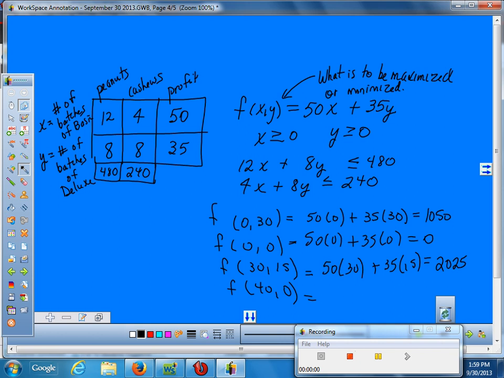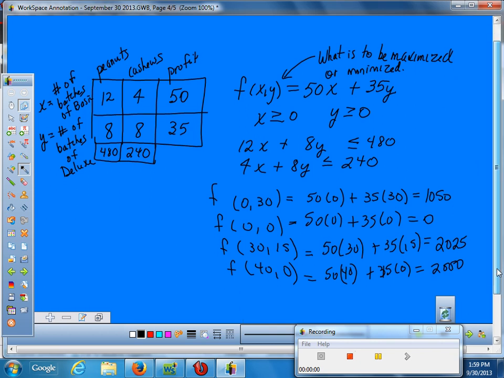And then last but not least, if I put 40 in there, 50 times 40 is a pretty good size number. That's 35 times 0. That's going to be a nice round 2,000. So which one is the answer? I wanted to maximize profit. Which one's the maximum? The one with 30 and 15, so that means you're going to make $2,025. So your profit is $2,025 if you do how many whats?